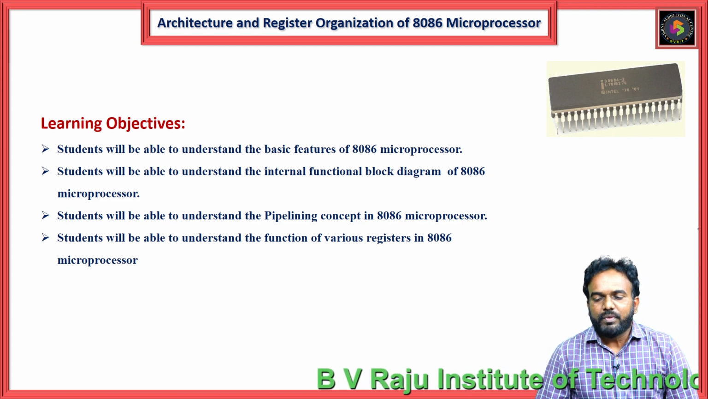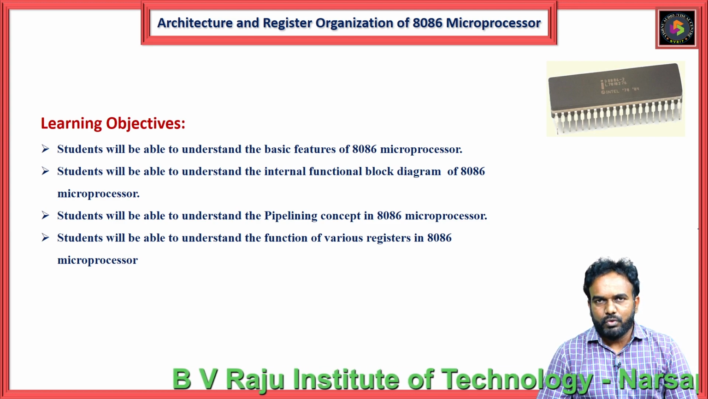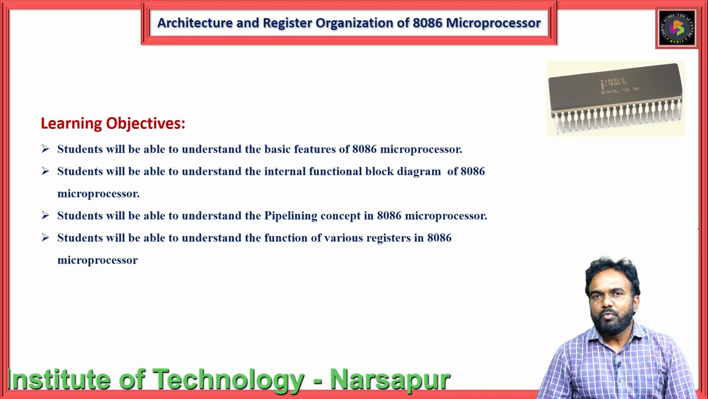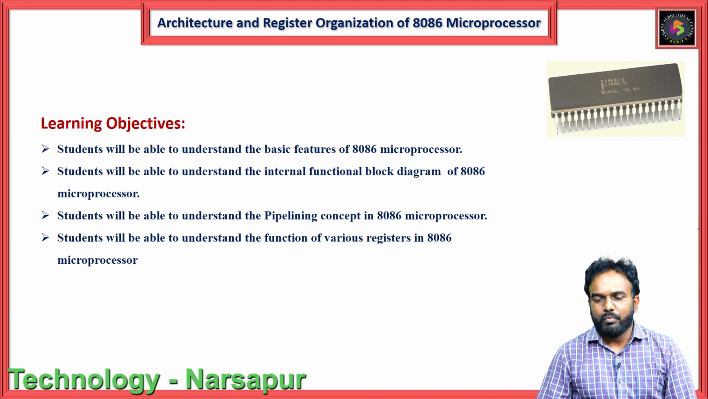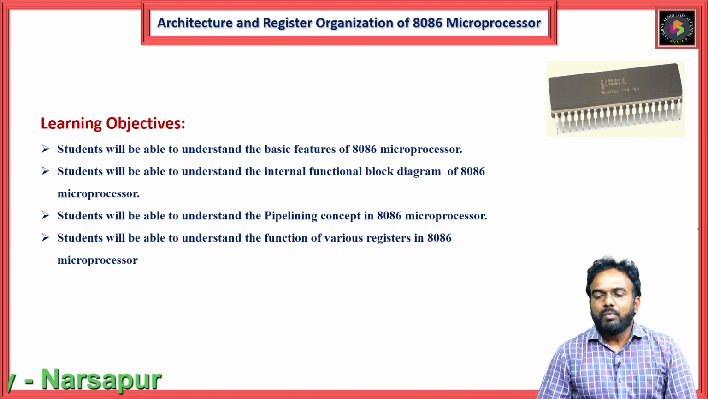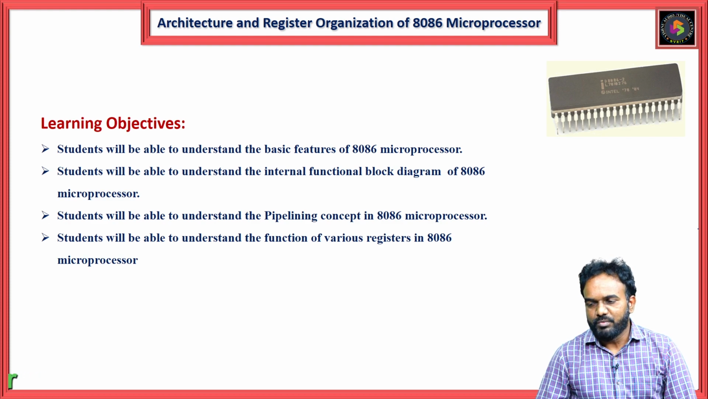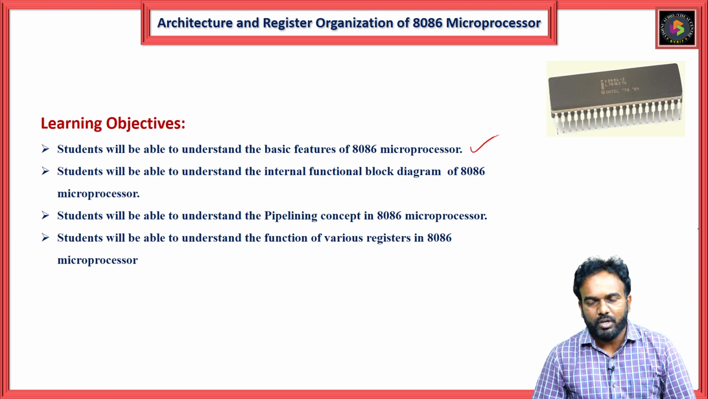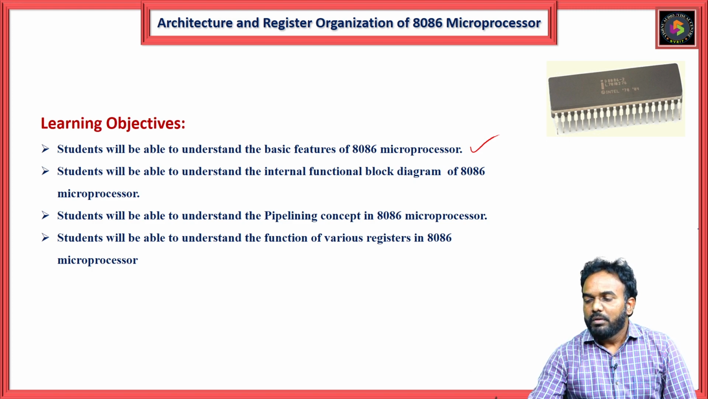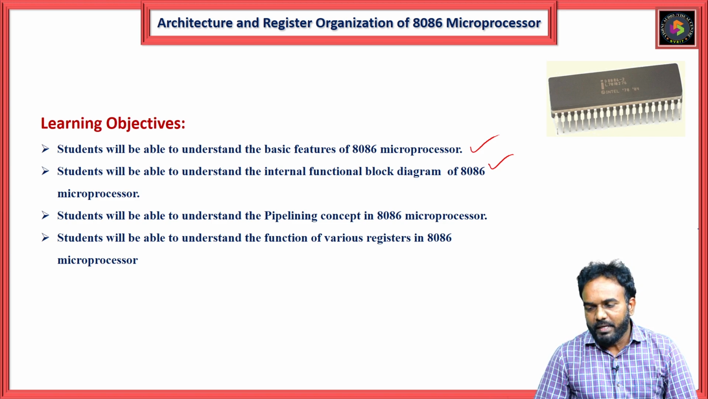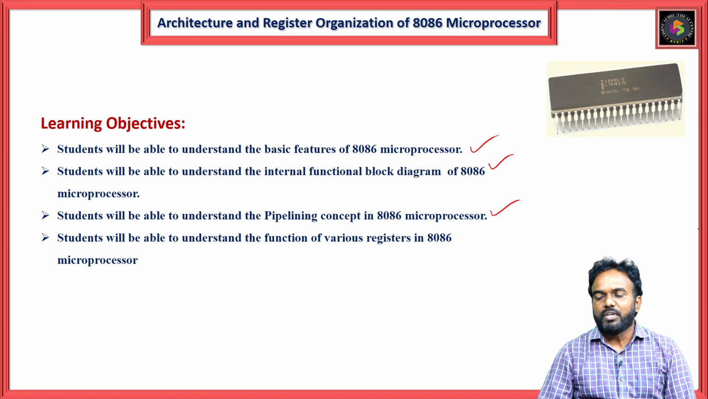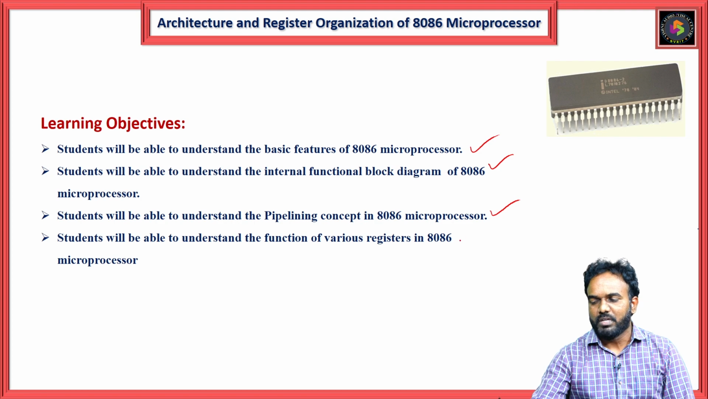Starting with this course, everyone must know the main objective of that particular course. At the same time, we have to know the learning objectives of the topic also. Coming to this topic, the students will be able to understand the basic features of the 8086 microprocessor. Next, students will be able to understand the internal functional block diagram of the 8086 microprocessor. Students will be able to understand the pipelining concept in the 8086 microprocessor. And the last one is, students will be able to understand the function of various registers in the 8086 microprocessor. These are all the main objectives of this particular topic.